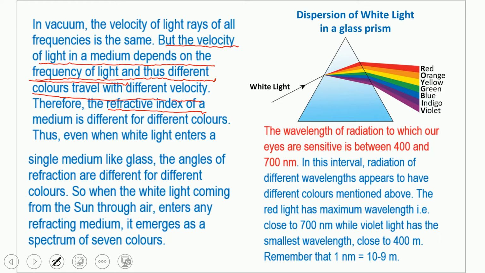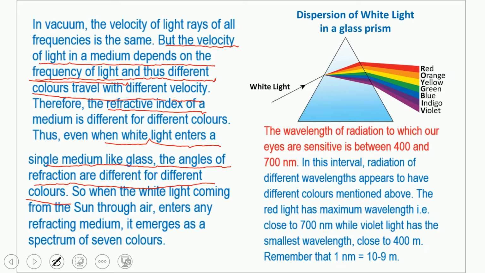So here the refractive index of a medium is different for different colors, because the emergent angle is different, correct? That's why the refractive index of the medium is different for different colors. Thus, even when white light enters a single medium like glass, the angles of refraction are different for different colors. Because while it is emerging, you know that it is divided into the spectrum.